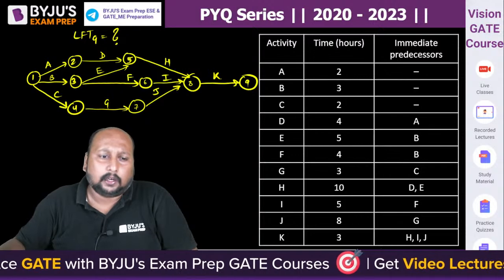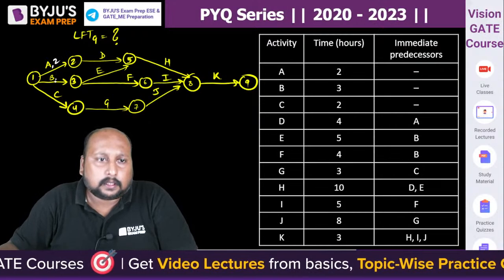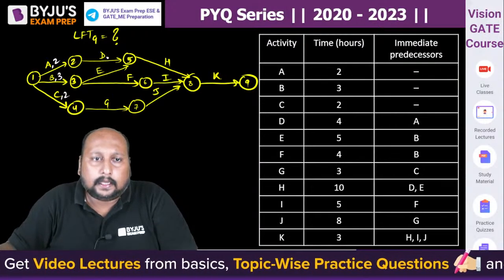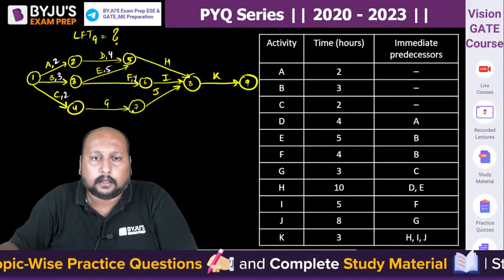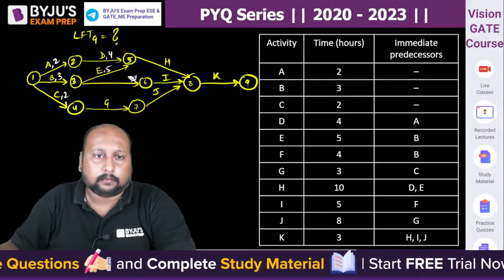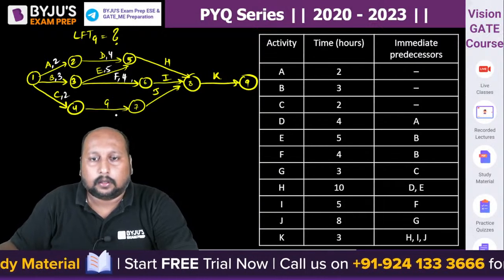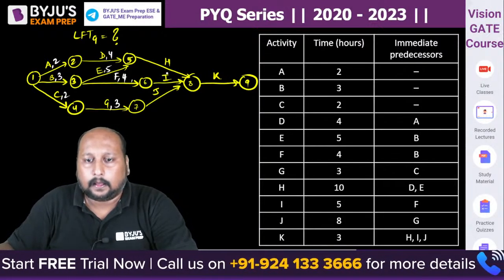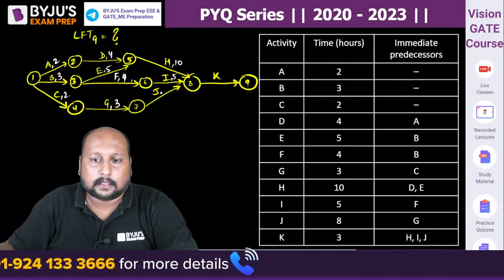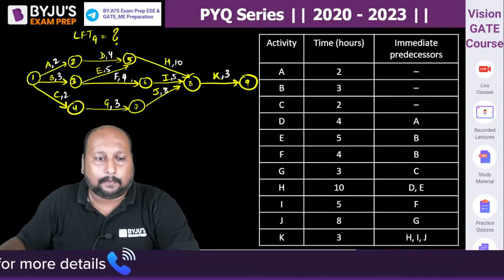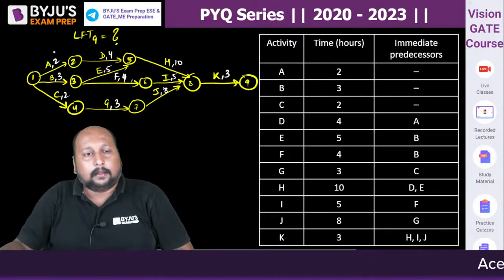We can write any numbers. A, B and C are independent. So A is 2, B is 3, C is 2, D is 4, E is 5, F is 4, G is 3, H is 10, I is 5, J is 8, and K is 3. Okay, tell me, what is the critical path? Quickly.